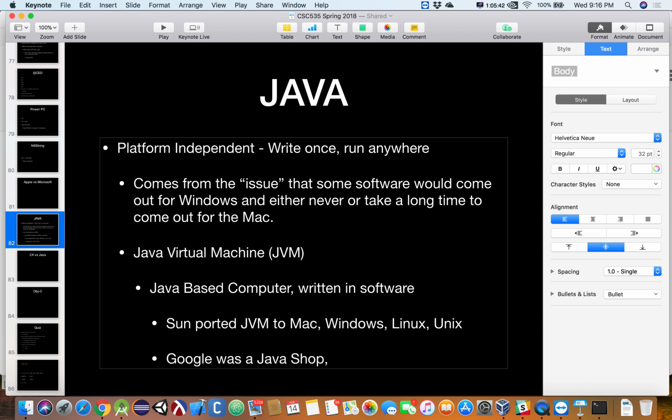Secondarily, we have something called Java applets. How many of you have heard of a Java applet before? Pretty popular thing.